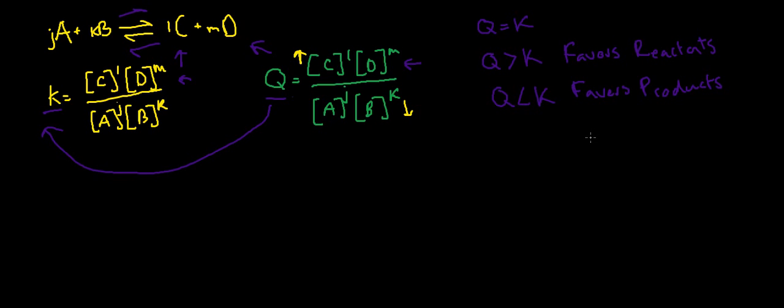So what Q helps do is to give the direction of the reaction. This reaction is always going to be trying to get to its equilibrium value. So when we calculate Q and it's not equal to K, if Q is larger than K, then it's favoring the reaction in the direction of the reactants. If Q is smaller than K, then it's favoring the reaction in favor of the products.